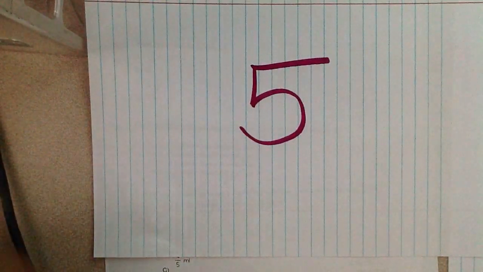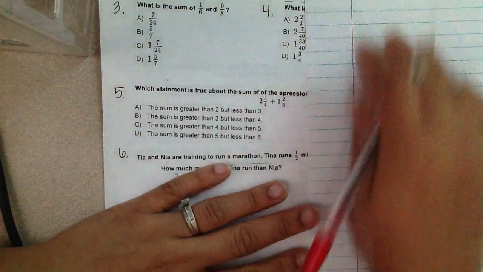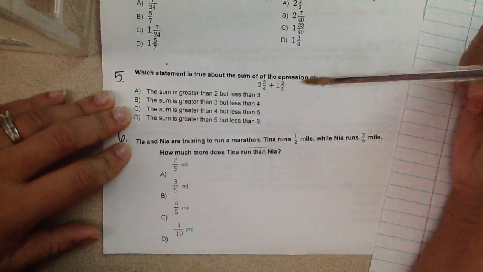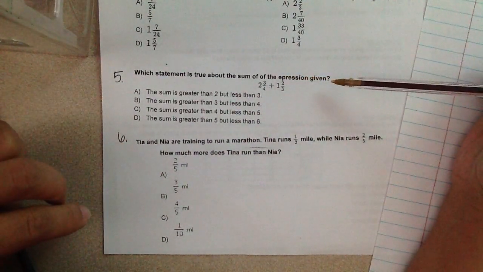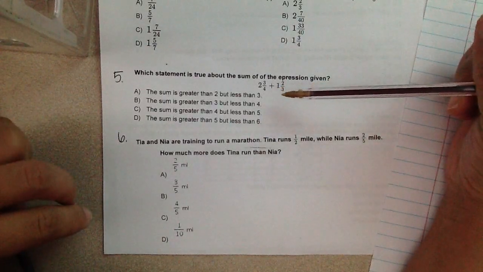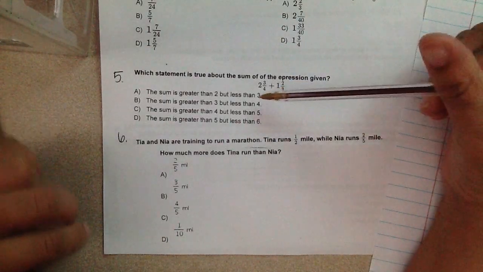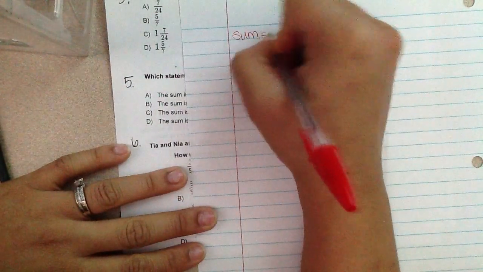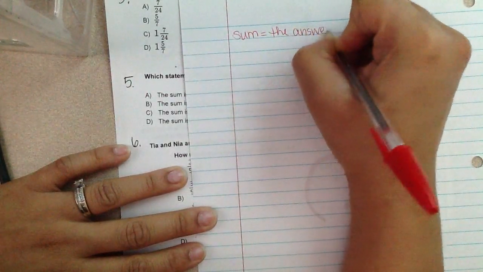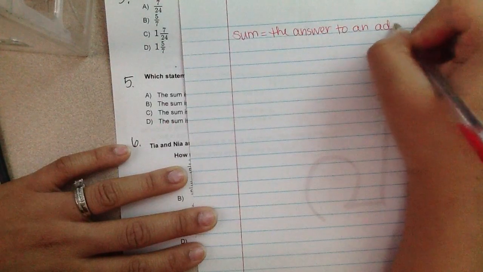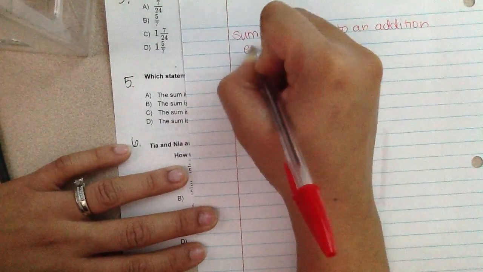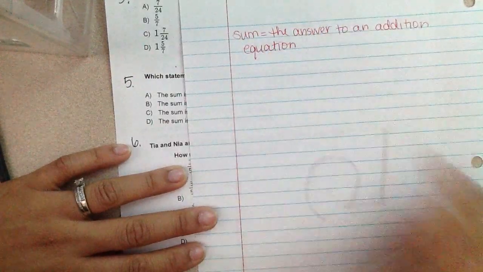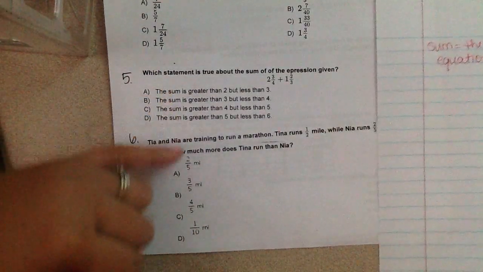Move on to number 5 now. Number 5 is a wordy problem. It says, what statement is true about the sum of the expression given? I have 2 and 3/4 plus 1 and 2/3, and it wants to know what is true about that sum. The first thing I have to do is figure out what the sum is. Remember, sum equals the answer to an addition equation. So I'm going to find this sum first and then figure out which statement matches it.